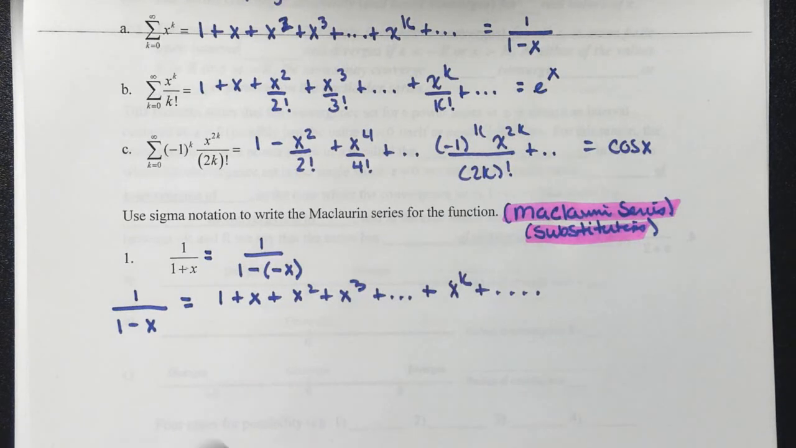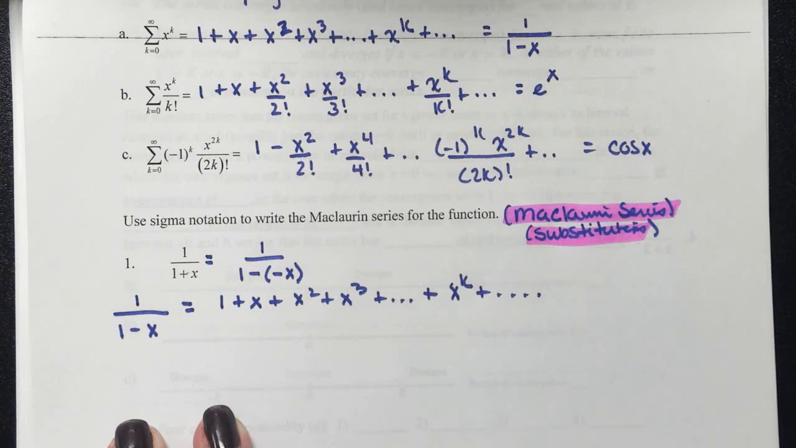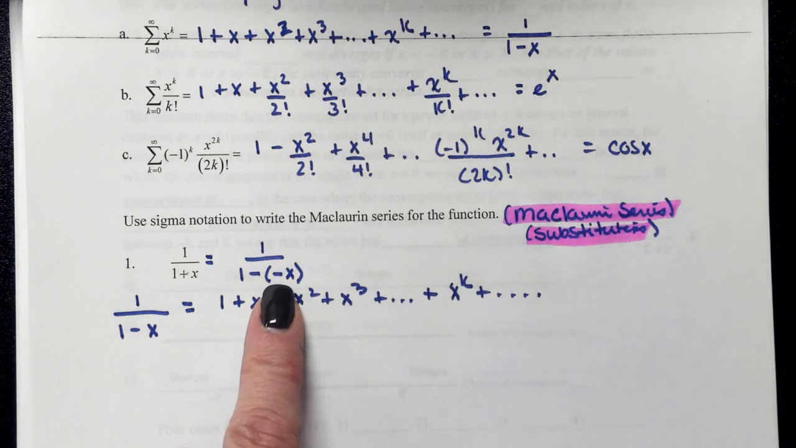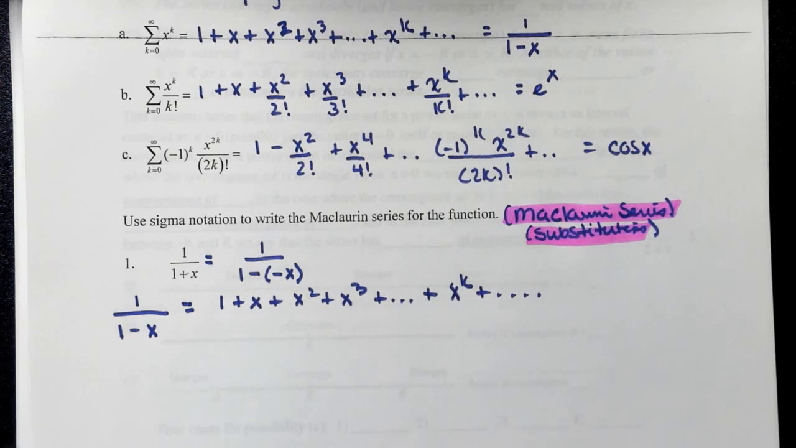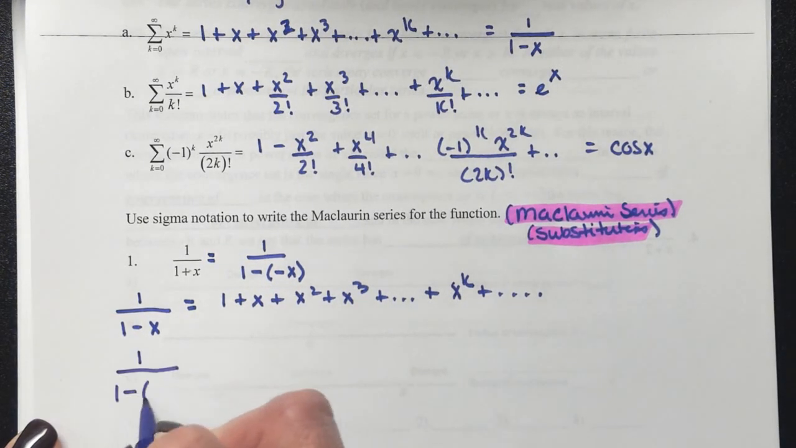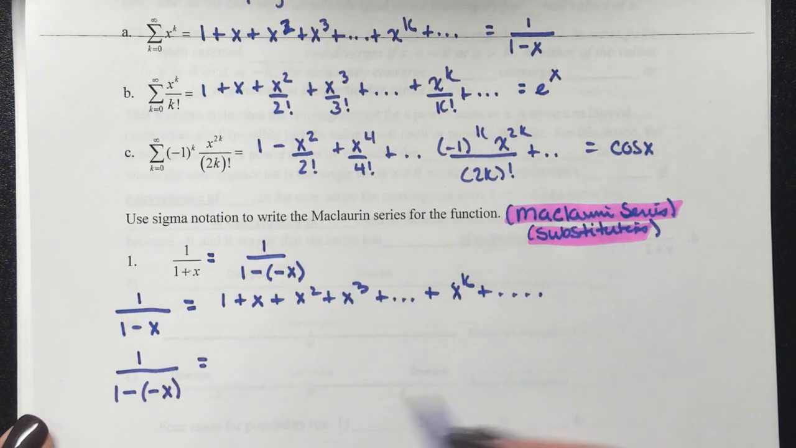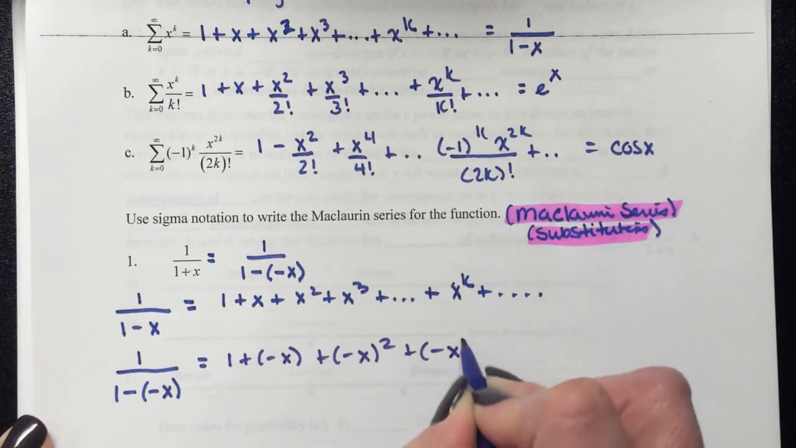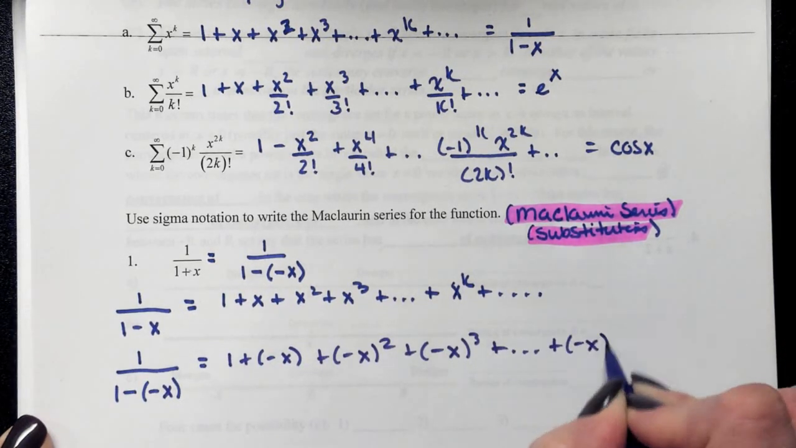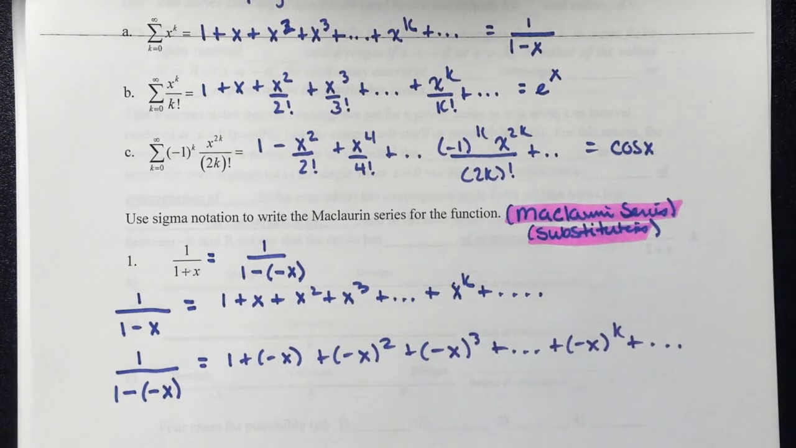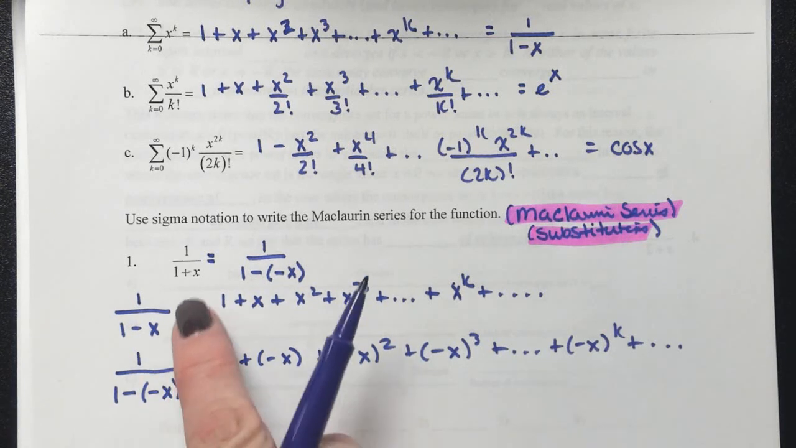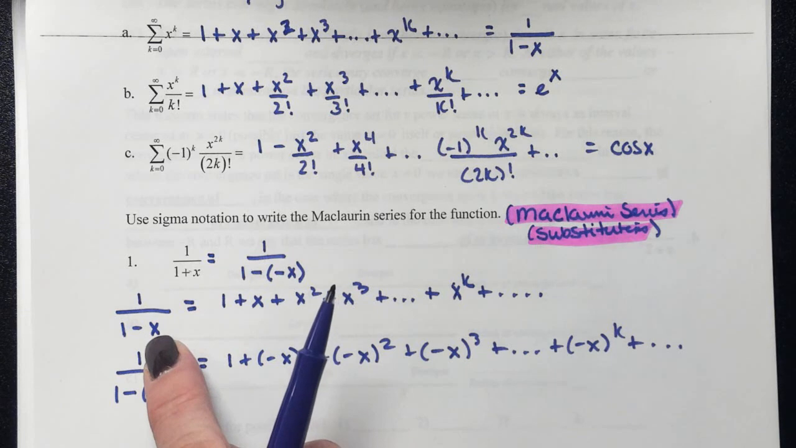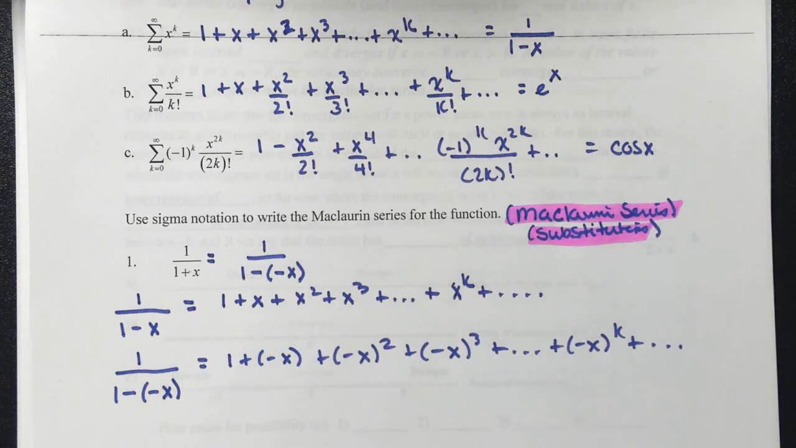So by substitution, if you know 1 over 1 minus x, the only thing I'm going to have to do to generate the Maclaurin series for 1 minus negative x is simply substitute. Take out the x and replace it with a negative x. So 1 plus negative x plus negative x to the second plus negative x to the third plus dot dot dot plus negative x to the k. So it's going to save you a lot of time, because now you're going to be able to do variations of other Maclaurin series. And if this was maybe 1 minus 2x, then all you'd have to do is replace x with a 2x. So it's going to save you a lot of time than having to generate these Maclaurin series over and over again.